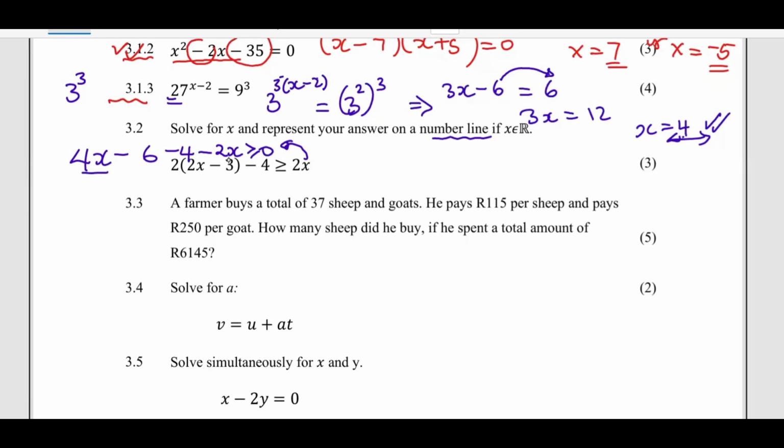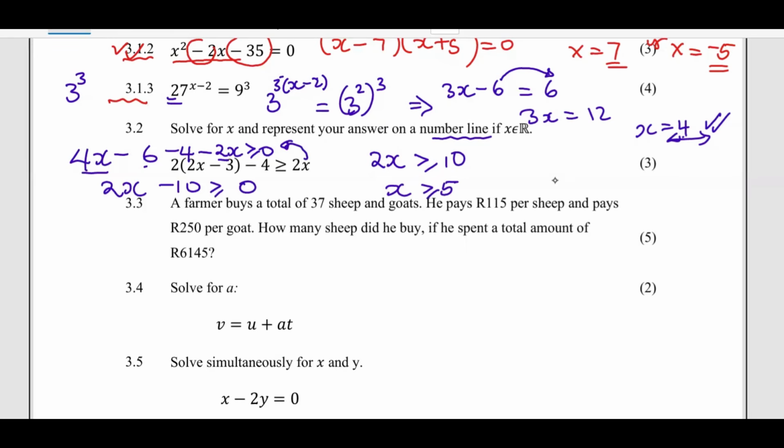So 4x minus 2x is going to give me 2x. Minus 6 minus 4 is minus 10, is greater or equal to 0. Let's move the 10 that side, meaning that 2x is greater or equal to 10. Divide both sides by 2, x is greater or equal to 5. Okay, so this is what we end up with.